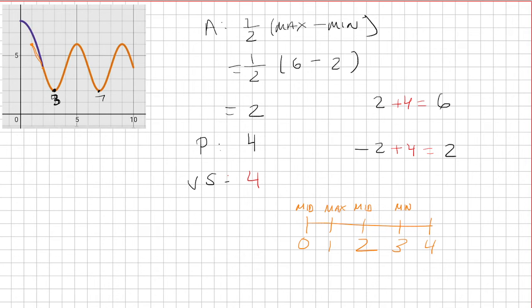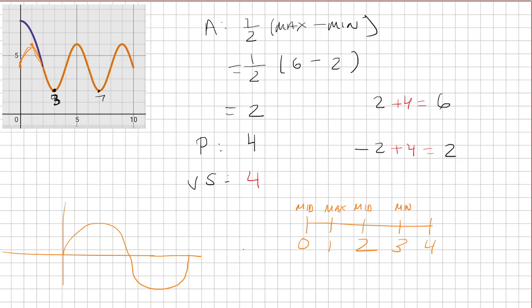So 0, the mid, we said middle of 6 and 2 is 4. That's over here. We know that sine, in general, this is what sine looks like. It starts in the middle and goes up. Same thing with this. But we shifted it up 4 units. And it's clear that there's no phase shift here.